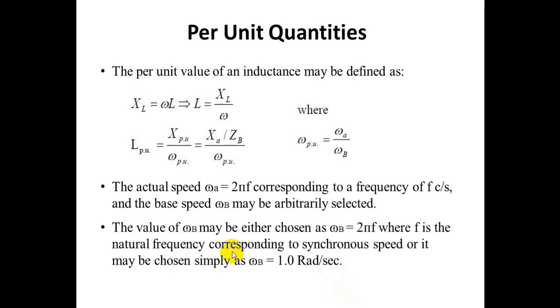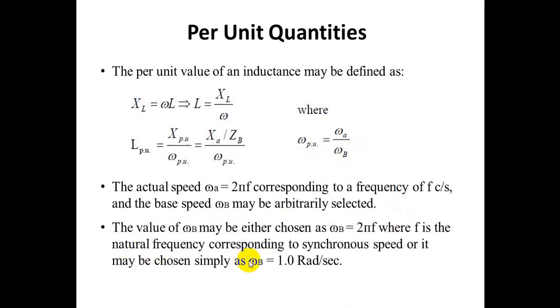The value of base, this is the actual base speed that we have, omega B. We have two options to select its value: we take it equal to omega A, which is equal to 2 pi f, where f is the natural frequency corresponding to synchronous speed, or it may be chosen as simply equal to 1.0 radian per second. So there are two options to select the value of omega B, and we can take both values and we will see. From this equation you can see that if we take omega B equal to 2 pi f, which is equal to omega A, then as both these values will be equal, we will just have the omega per unit value equal to 1.0 radian per second.